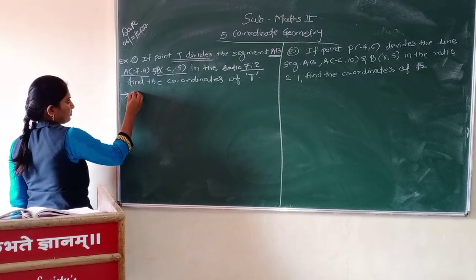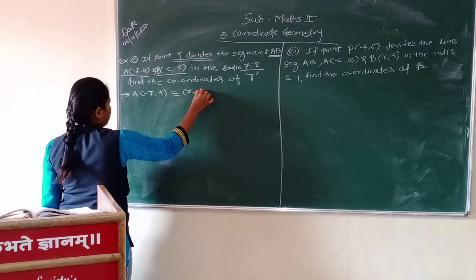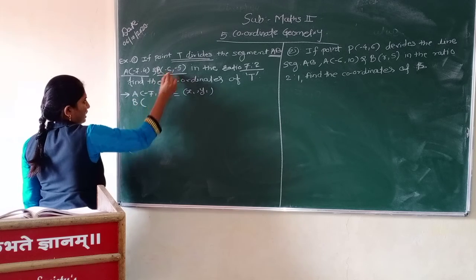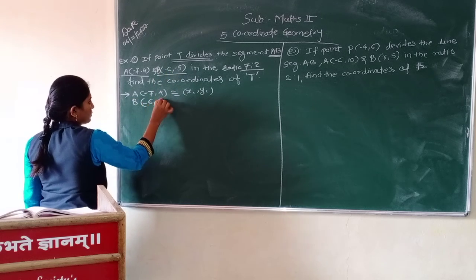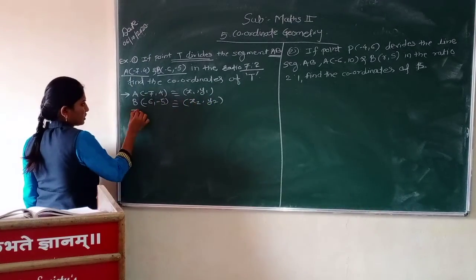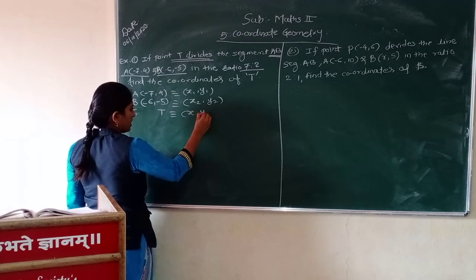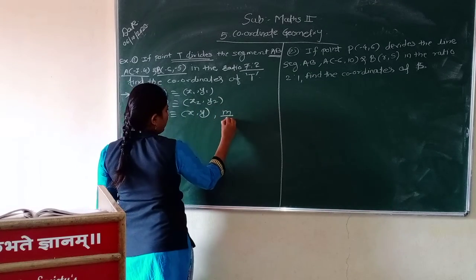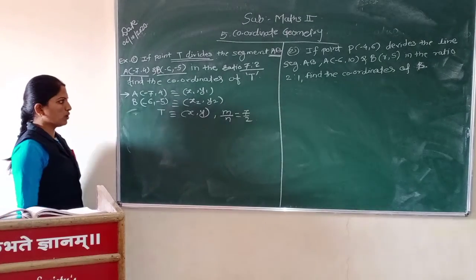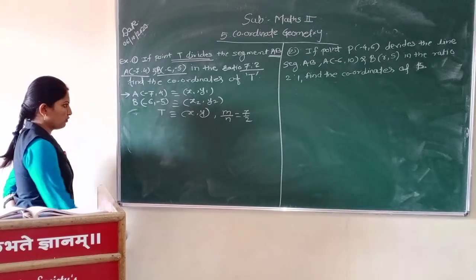Firstly, write down A (-7, 4), that is x1, y1. Then point B is (-6, -5), meaning x2, y2, and our section point T, let T be (x, y), and your ratio m/n is 7/2. Okay, write down here by using the section formula.